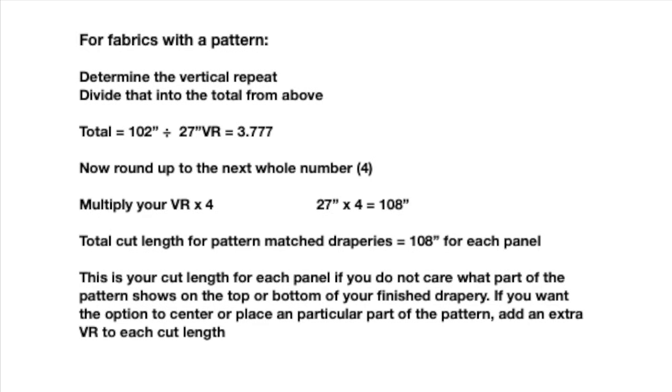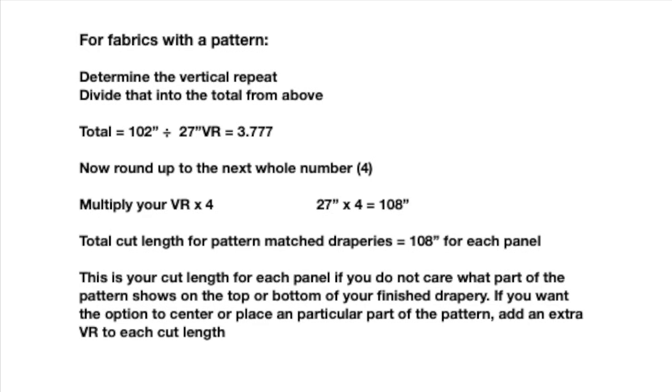I want to multiply my vertical repeat times 4. 27 inches times 4 is 108 inches. So in order to make sure that my drapery panels match each other, I need 108 inches, not 102 inches. So that's why it's important to make sure you think about that now instead of once you've bought this fabric and you've started cutting into it and you realize you messed it up. So that is how we work with vertical repeat in draperies.